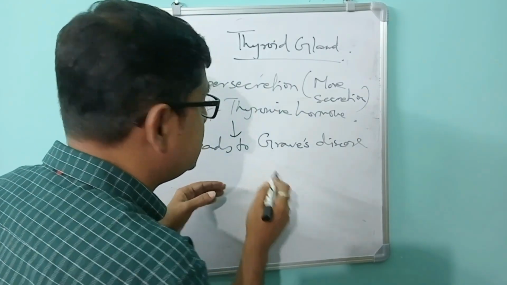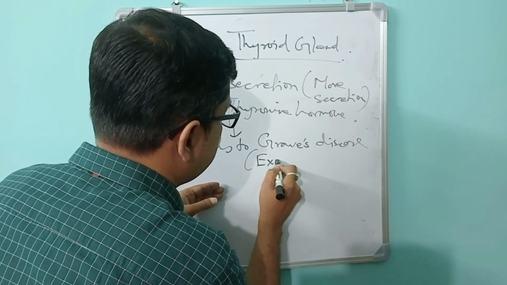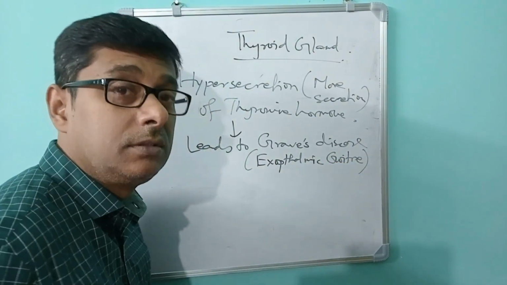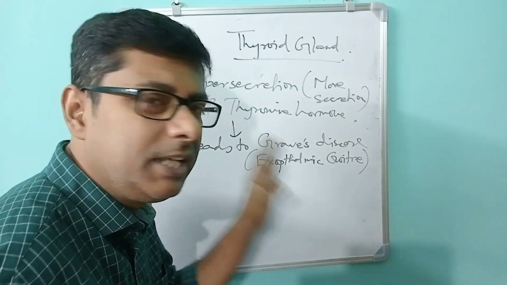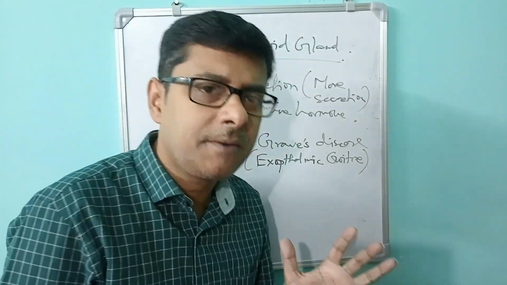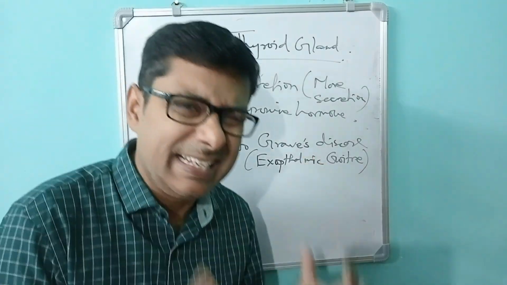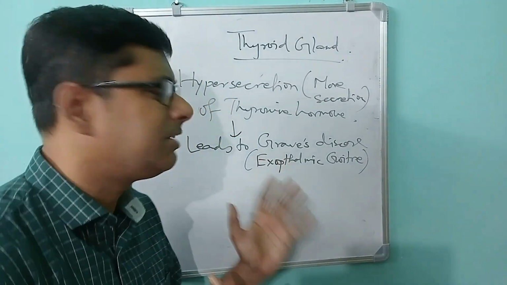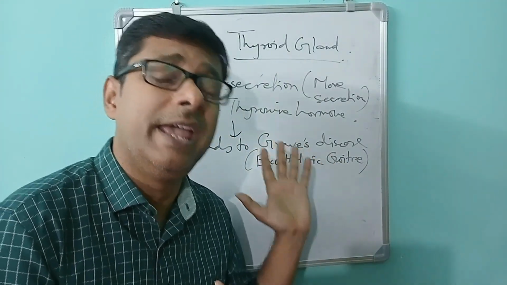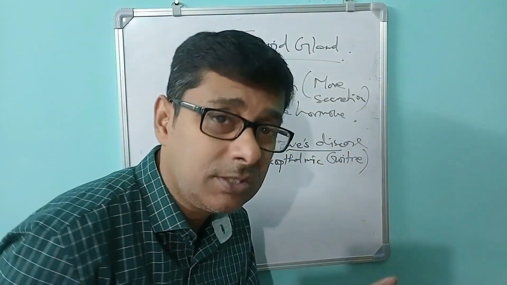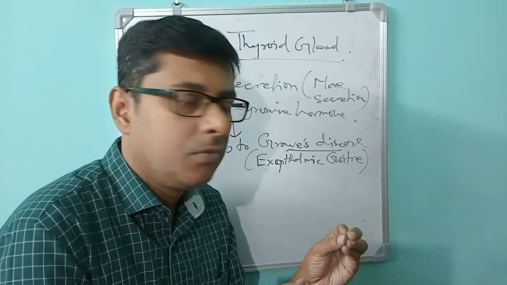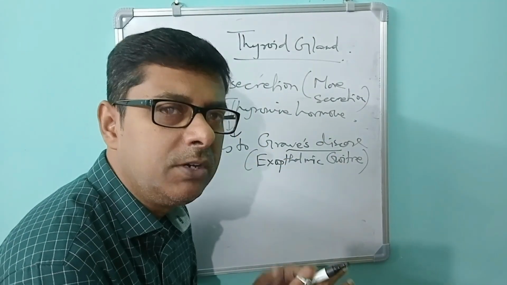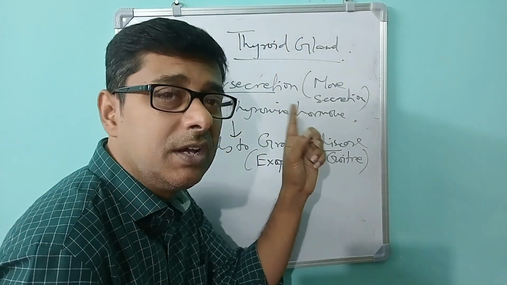exophthalmic goiter. Okay, is it understood? Are you getting my point? What happens in exophthalmic goiter? Our neck becomes swollen, anxiety, tiredness, fatigue, right? These are the problems related to exophthalmic goiter. It is also called Graves' disease because a biologist, Graves, first identified this disease. Clear? Graves' disease or exophthalmic goiter. This is about hypersecretion of thyroxine.